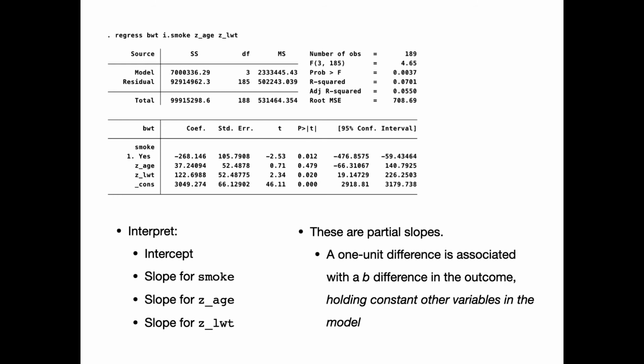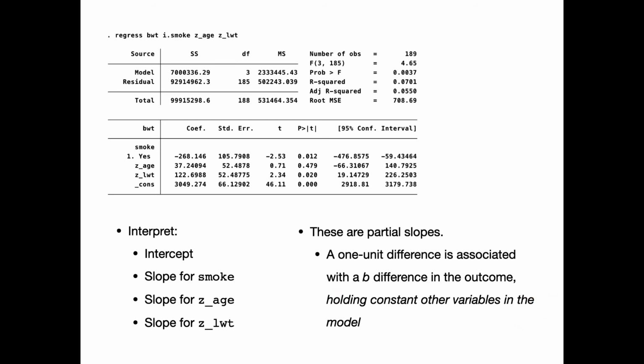There is one key thing that we need to pay attention to, though. All those interpretations we had on the last slide are correct. It's just now we have one other wrinkle because we've introduced multiple predictors into this equation. And that is that these slopes are now called partial slopes. What a partial slope says is that a 1 unit difference is associated with a b difference in the outcome. So that's what we said on the last slide. But now we add this piece out here, holding constant other variables in the model.